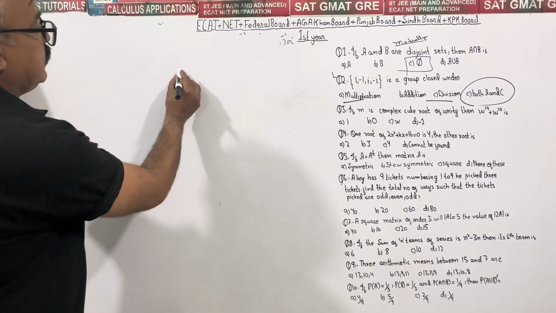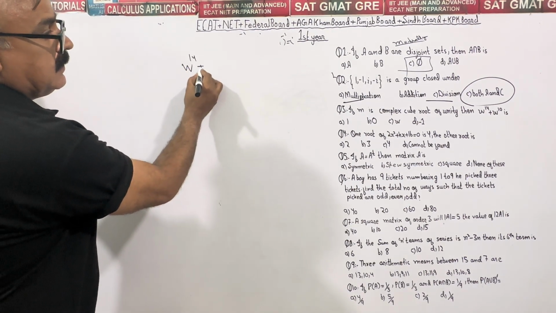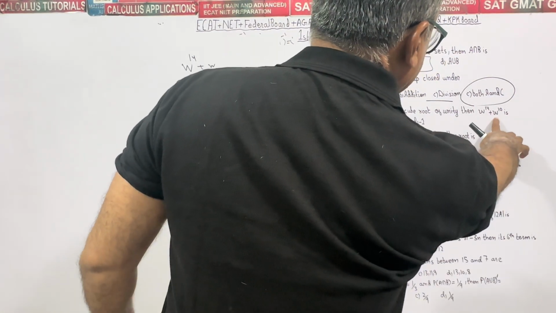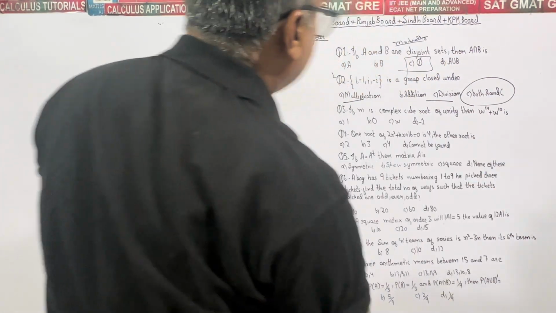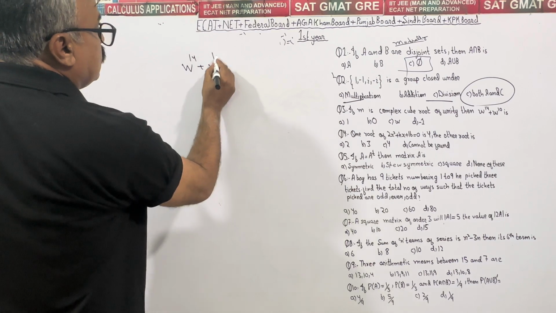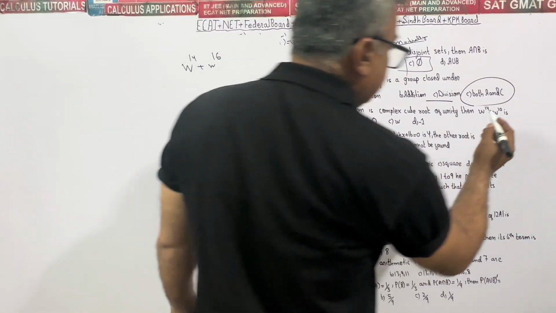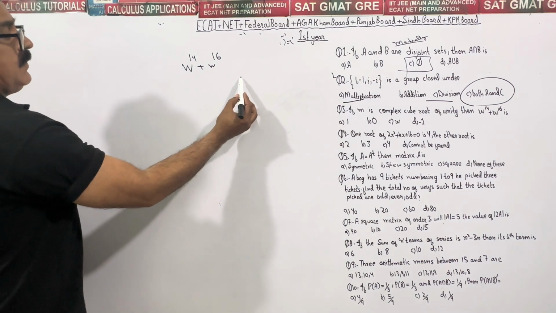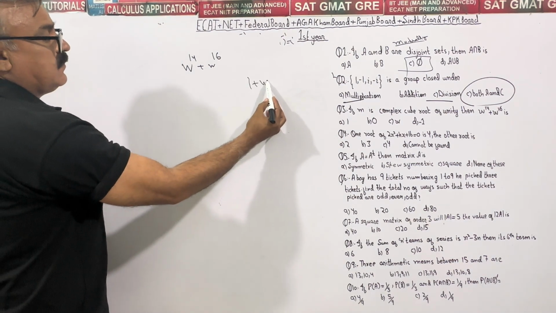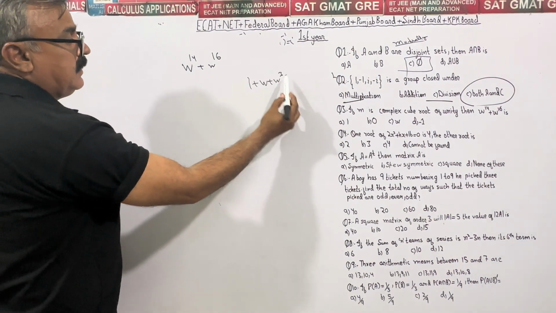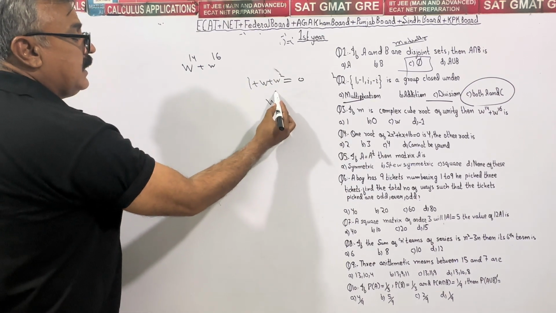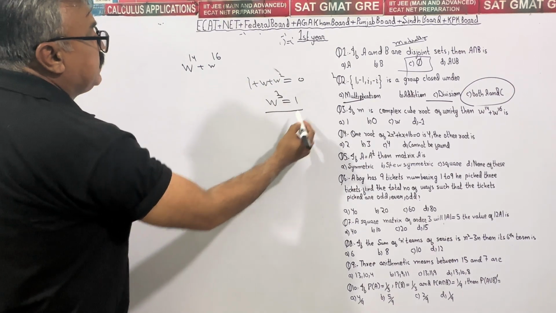A simple one: omega raised to 14 plus omega raised to 16, I think. We are already familiar with the identities of omega. The sum of the cube roots of unity is equal to 0, and their product is equal to 1.